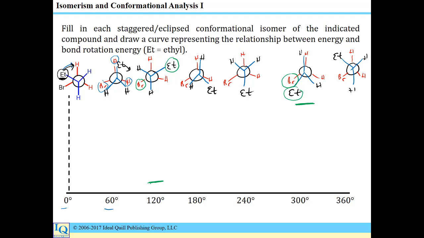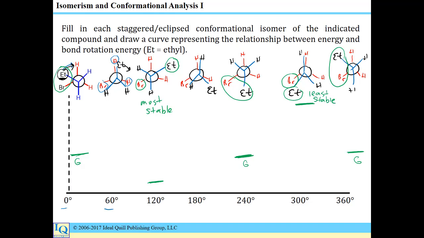The staggered conformations are the local minima. So the other staggered conformations where we have the ethyl and the bromo that are gauche to one another, those 3 cases, will be higher in energy than our most stable, but they will be lower in energy than any of the eclipsing conformations. So I've labeled those 3 positions with a G to indicate those are the ones which have a gauche interaction between the ethyl and bromo groups.